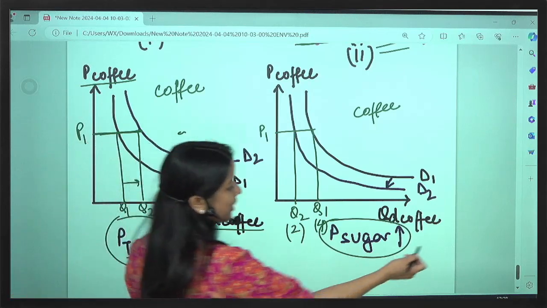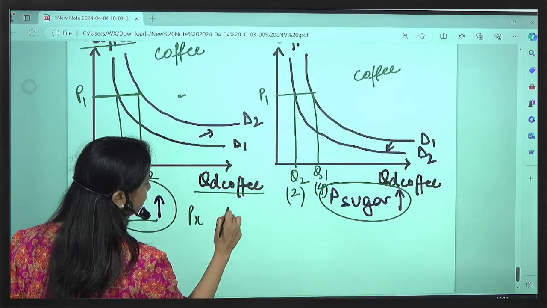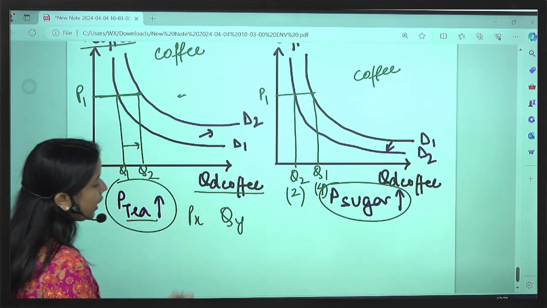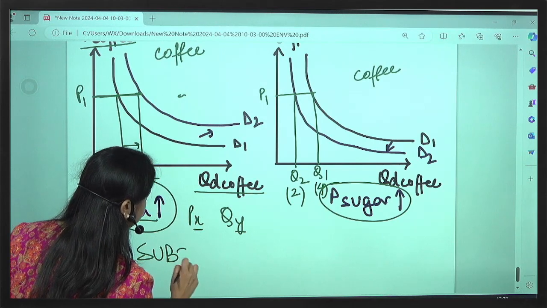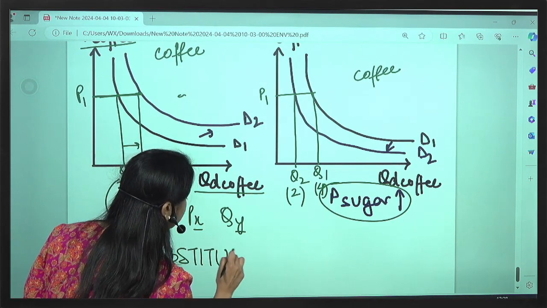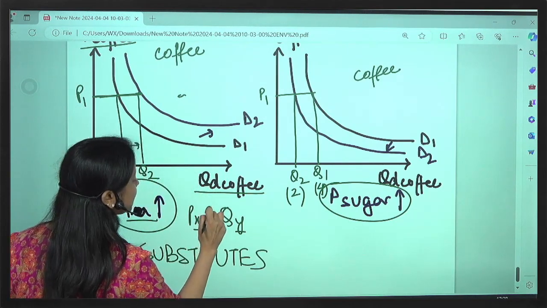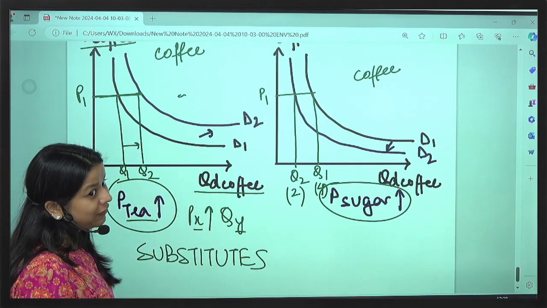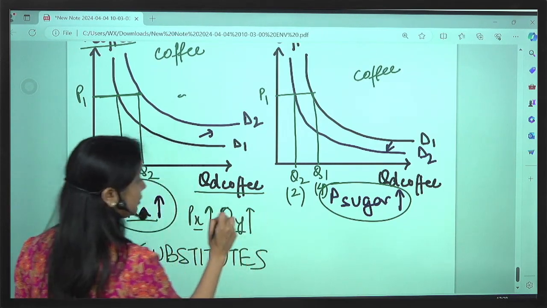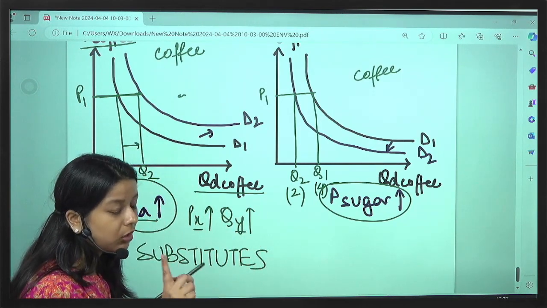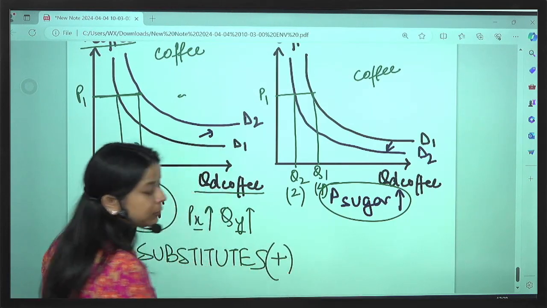So one thing that we can understand quickly: Px, Qy. X and Y are substitutes. Tell me what will happen. Substitutes. If the price of X increases, quantity of Y will increase. Always, when they say substitute, remember Pepsi, Thums Up. Okay? So there is a positive relationship between the two.